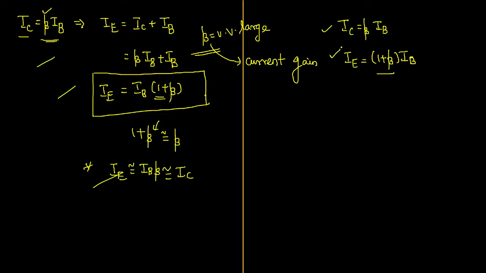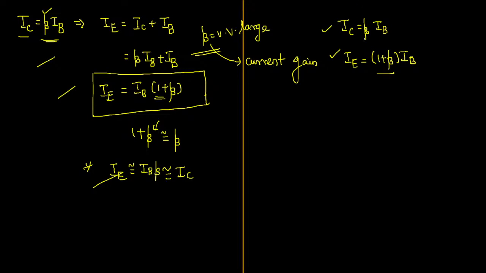If none of the data is given and only the collector current is given, with no clue to identify the value of the base current, then you can just equate the collector current with the emitter current. I hope you are understanding what I am trying to conclude. Everyone knows this relation very well.